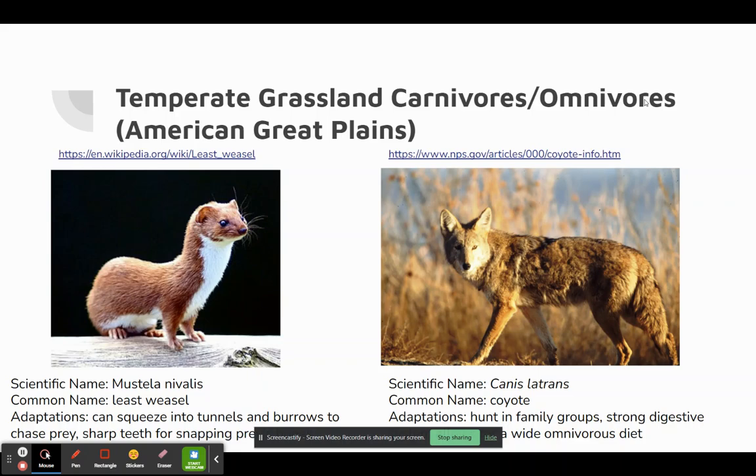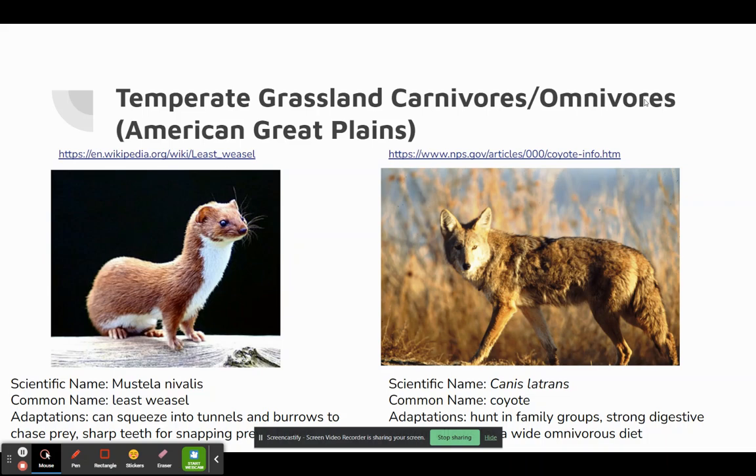So now some carnivores and omnivores. On the left is solely a carnivore. It hunts things like hares. It's adapted to squeeze through small tunnels and burrows to chase those other small rodents such as hares, voles, or shrews. And it also has sharp teeth. Even though it's quite a small animal, it's often smaller than its prey, but its teeth are sharp enough to snap through the vertebrae, paralyzing and killing its prey.